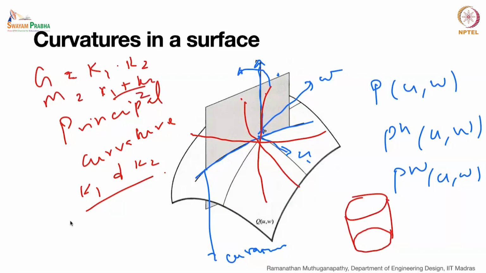The circular part is one curvature, and the other one is the flat part. So your one curvature is from the circle of curvature, which will be the inverse of your radius of curvature at that point. And then the other one is a straight line, which has curvature 0. So you can see that K1 equals 1 by R and K2 is 0.